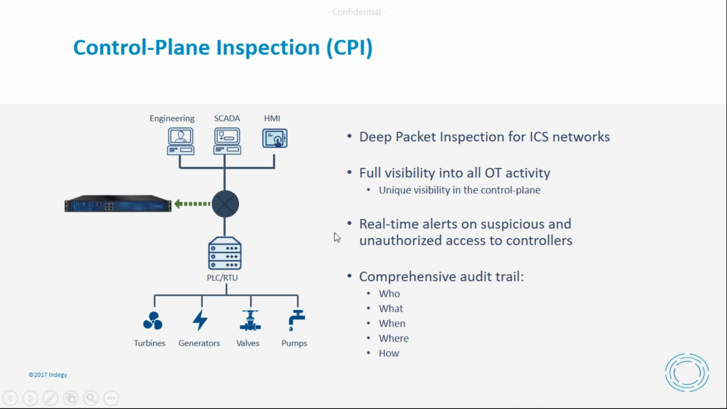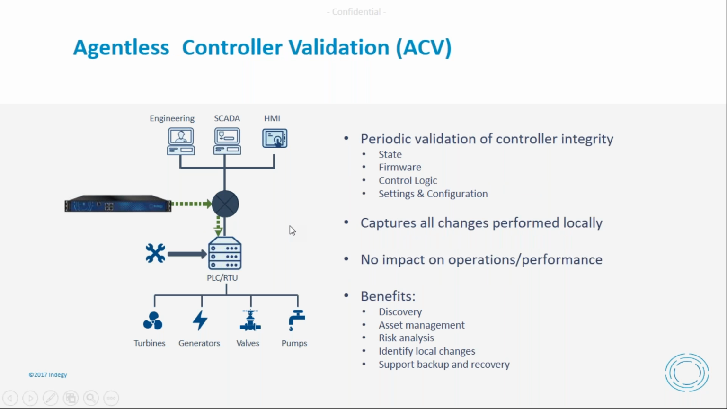Okay, so let's look at the control plane inspection. What that does, as I mentioned before, is look at the pieces of the packets that are not as well known. So these are activities like firmware upload, download, program changes, processor condition changes, those type activities.